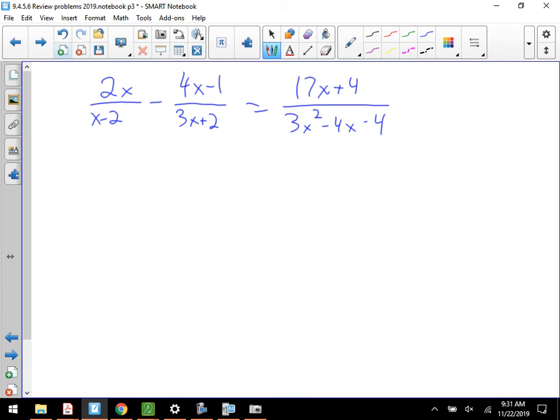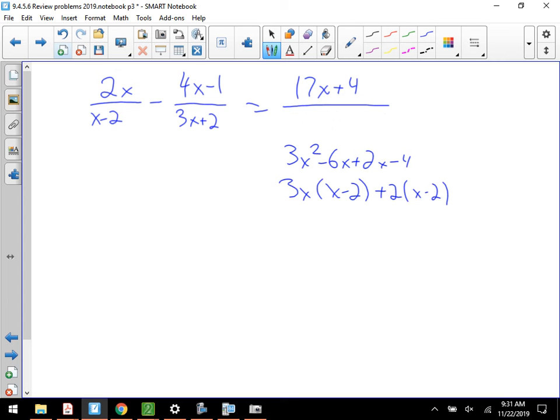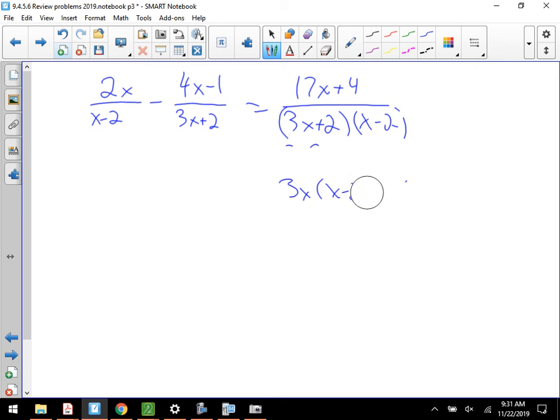4x minus 4. So what times what is negative 12? You add together to get negative 4. Negative 6, 2. So this becomes 3x squared minus 6x plus 2x minus 4. So you get 3x, x minus 2, positive 2, and x minus 2. So your terms here, when you factor this out, it becomes, lo and behold, 3x plus 2 and x minus 2. Relatively convenient. I probably can't just always assume it's like that, but in this type of problem, it's usually just going to factor out to be the one thing.